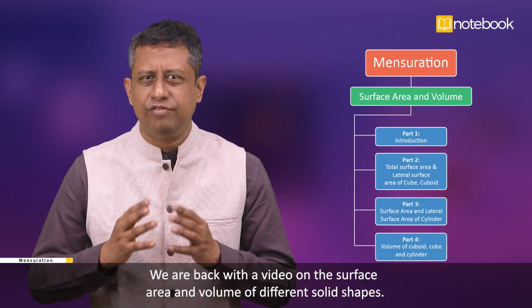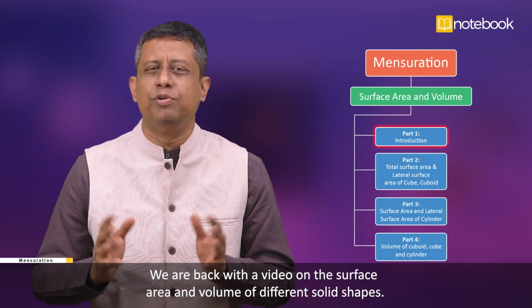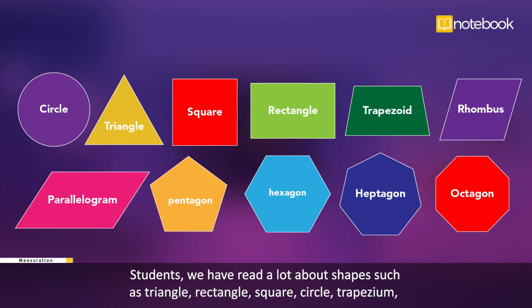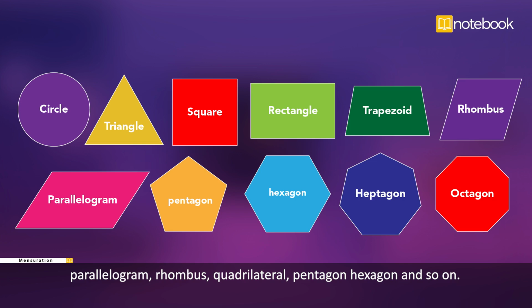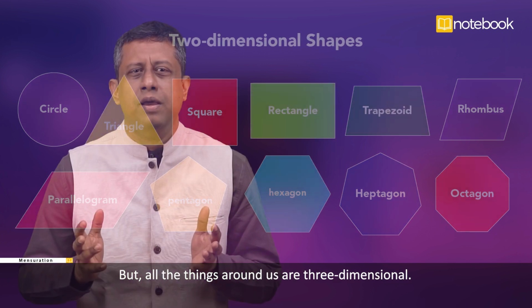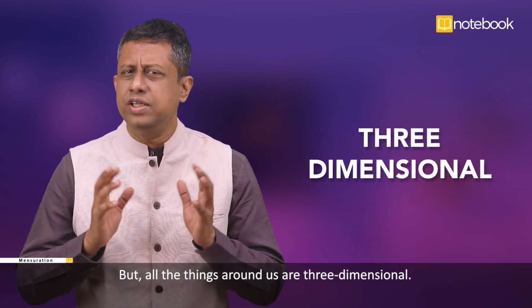We are back with a video on the surface area and volume of different solid shapes. Students, we have read a lot about shapes such as triangle, rectangle, square, circle, trapezium, parallelogram, rhombus, quadrilateral, pentagon, hexagon, and so on. But all these shapes are two-dimensional. But all the things around us are three-dimensional.